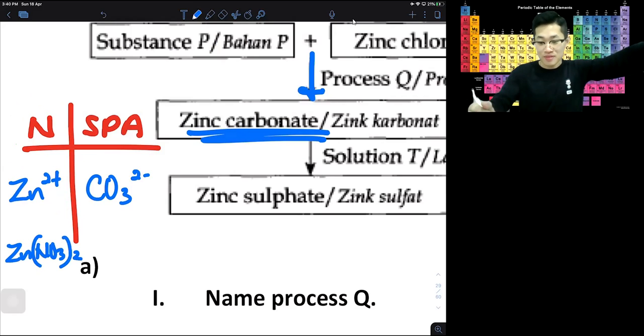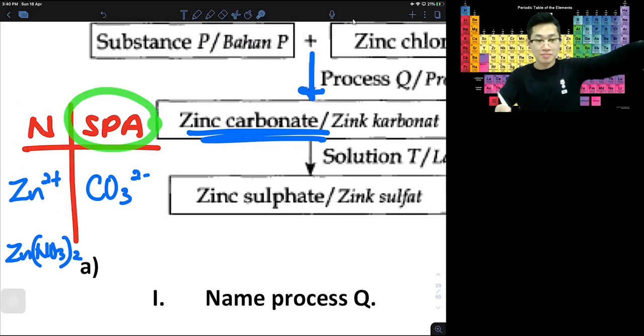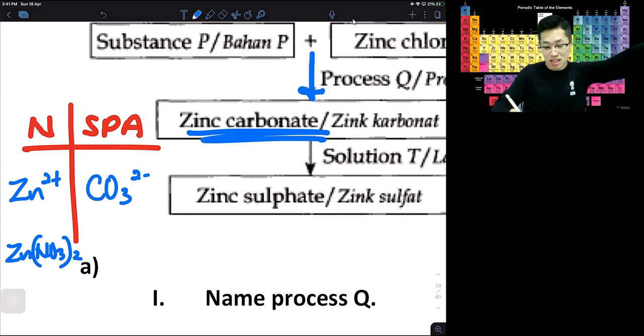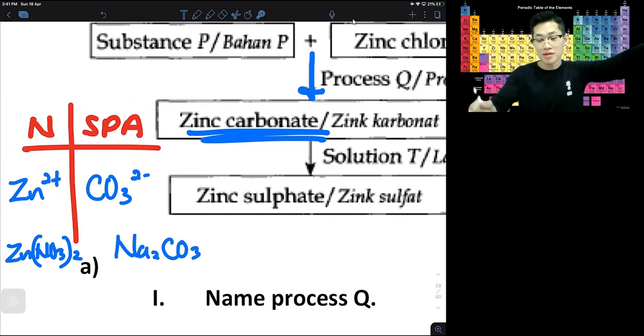The Zn2+ and the nitrate, you get zinc nitrate. Sodium paired with the carbonate, you get sodium carbonate. If you don't want to use sodium, you can use potassium. If you don't want potassium, you can use ammonium.